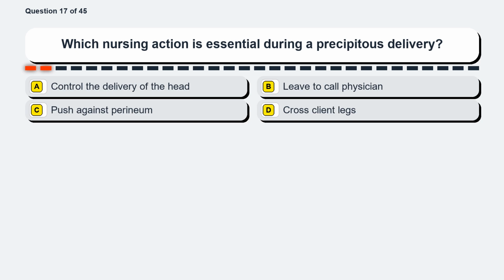Question 17. Which nursing action is essential during a precipitous delivery? Option A, control the delivery of the head. Option B, leave to call physician. Option C, push against perineum. Option D, cross client legs.